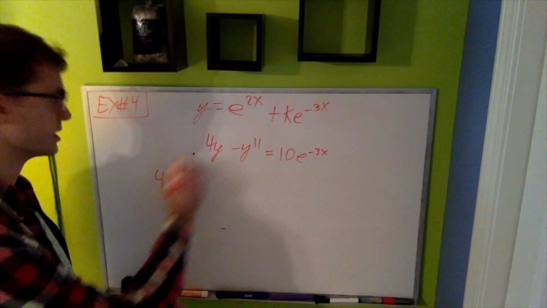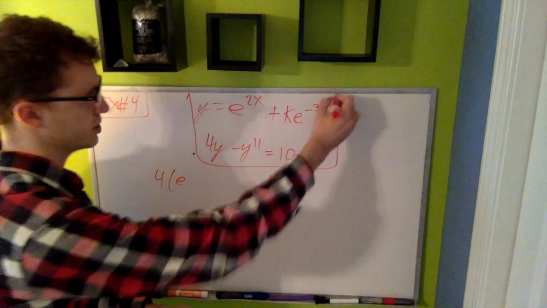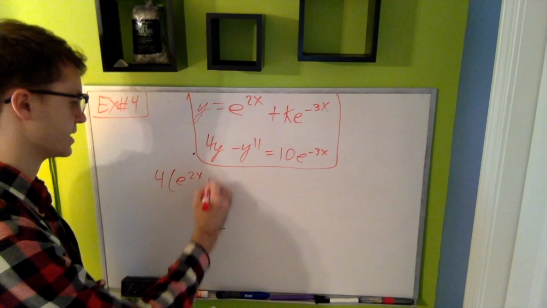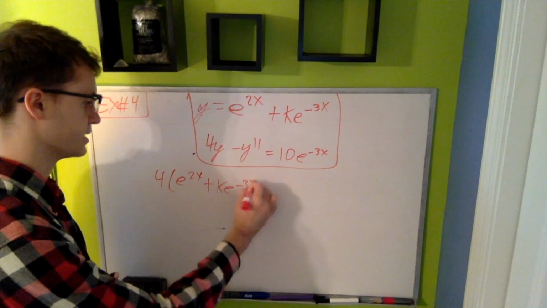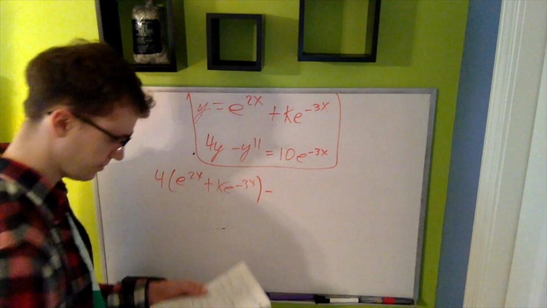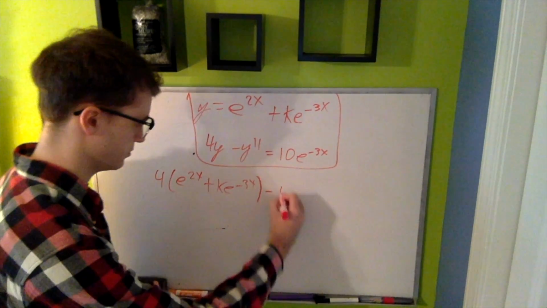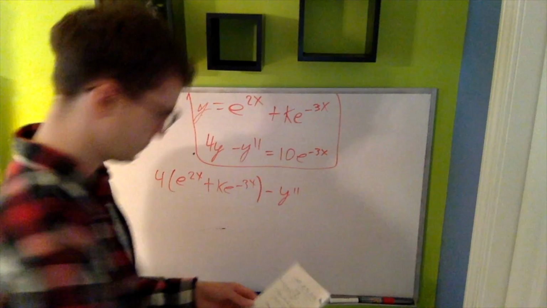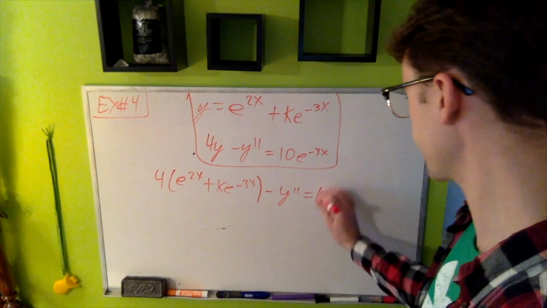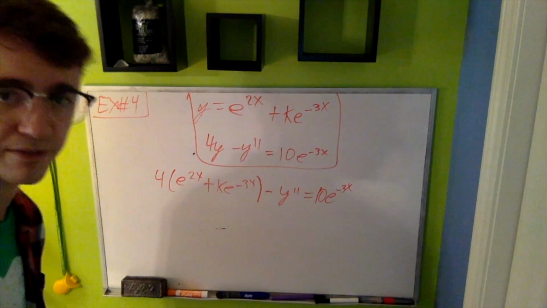I'm going to have 4 times y. So I'll just start out with parentheses, 4y, and I'm going to box this, just so we know that's our initial given condition. We can separate it out. 4e to the 2x plus k e to the negative 3x. Oh, not equal, sorry. Minus our second derivative of y. We're going to set this equal to 10e to the negative 3x. Let's just drop down a line. I can distribute that 4 and I can plug in my y double prime.